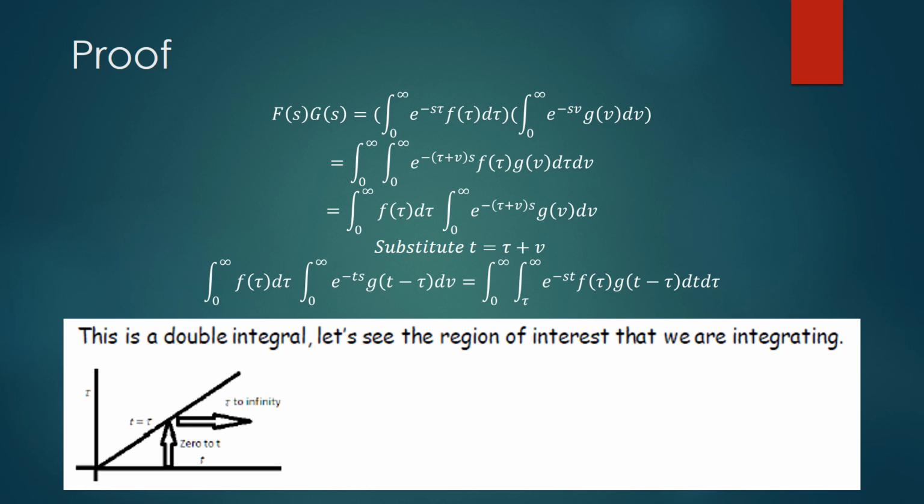the integral from 0 to infinity of f(tau) d tau times the integral from 0 to infinity of e to the negative ts g(t minus tau) dt, which equals the integral from 0 to infinity, integral from tau to infinity of e to the negative st times f(tau) times g(t minus tau) dt d tau. And the bottom part is the region that we found.